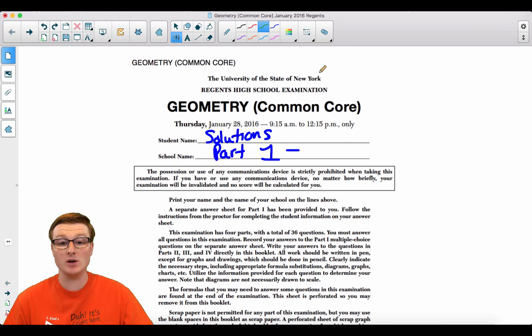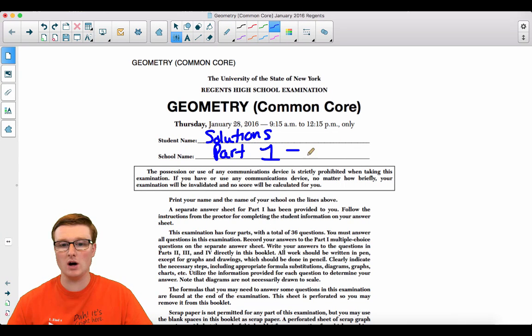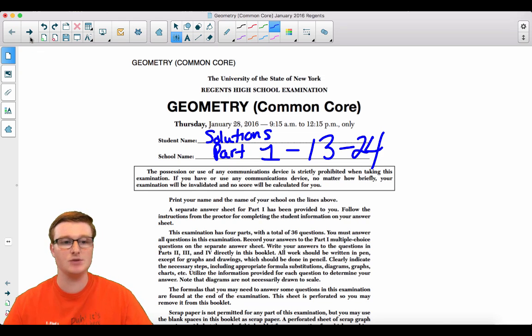This is the January 2016 Regents exam in Geometry Common Core. These will be the solutions to Part 1, questions 13 through 24 of the January 2016 Regents exam.